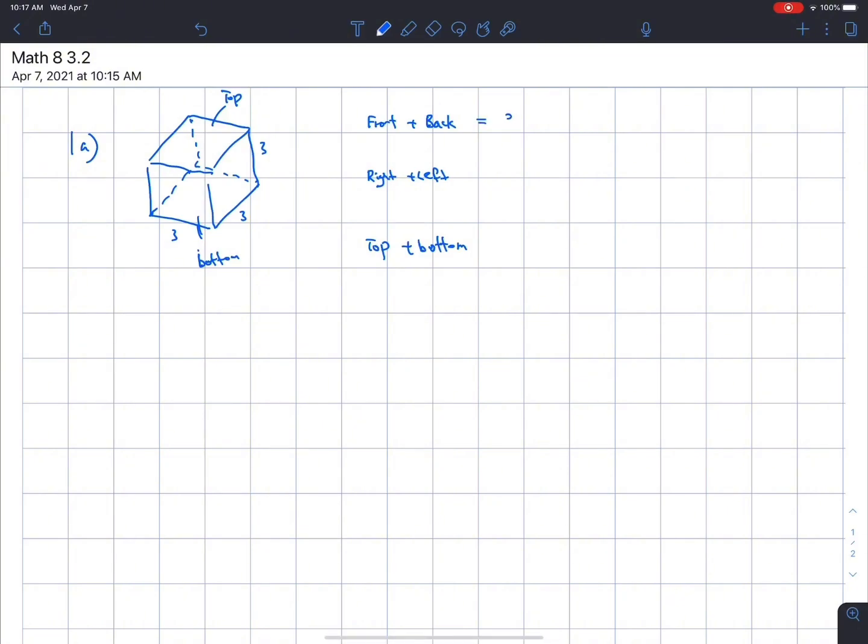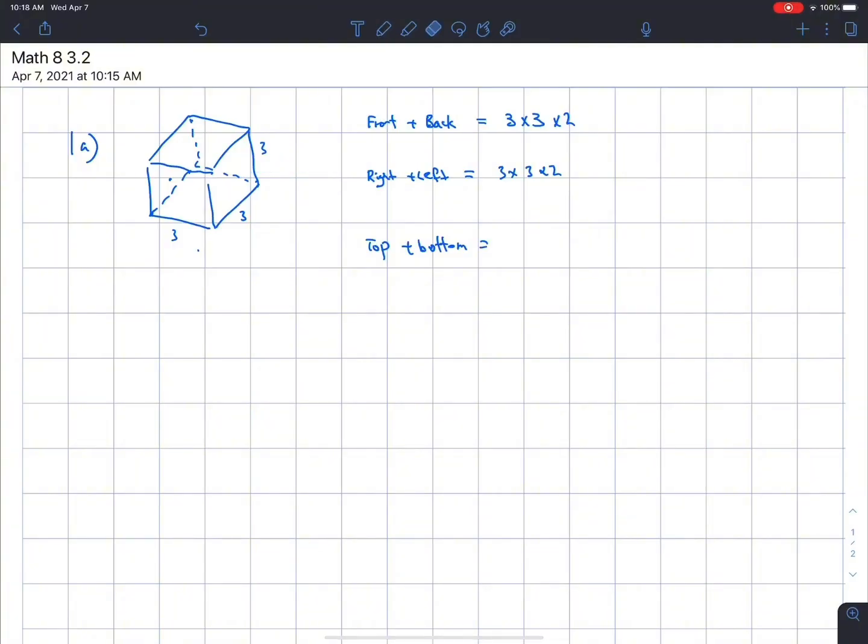So front and back is just 3 times 3, because the front piece is a 3 times 3. This piece right here is just 3 times 3. If this is 3, this must also be 3, right? And then we just times it by 2, because the front and back is exactly the same. And then it will be the same as right and left. This right piece is also 3 times 3. The left piece is exactly the same. That's why we times it by 2.